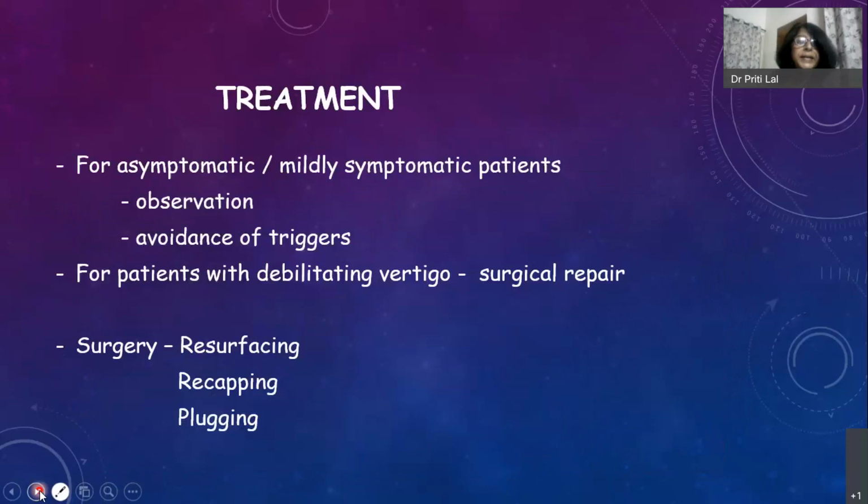Now, how do we treat these cases of semicircular canal dehiscence? For patients who are asymptomatic or are mildly symptomatic, we need to just counsel them, allay their anxiety and fears, and keep them under observation with the advice of avoiding any triggers which cause vertigo. It is for patients with debilitating vertigo that we advise surgical repair. Surgery could involve resurfacing of the canal dehiscence or recapping or plugging.